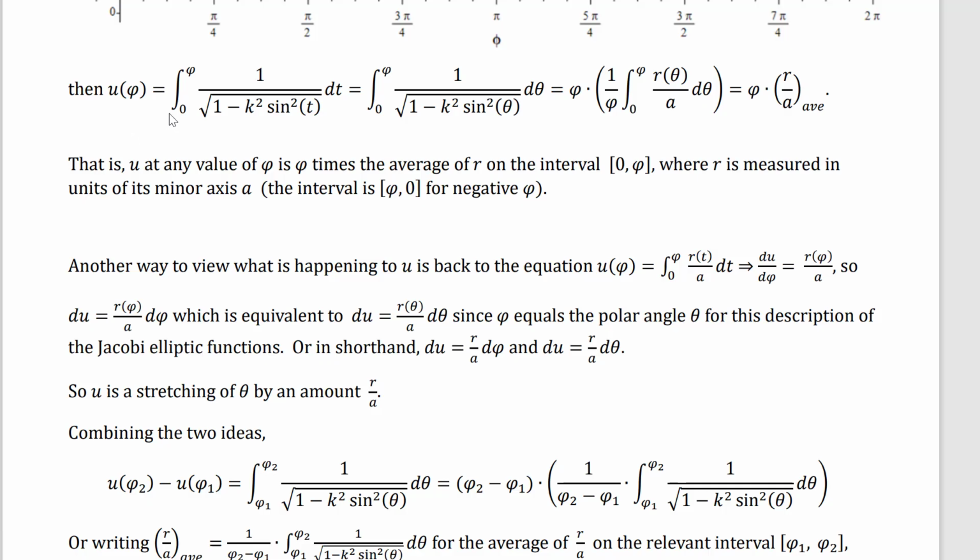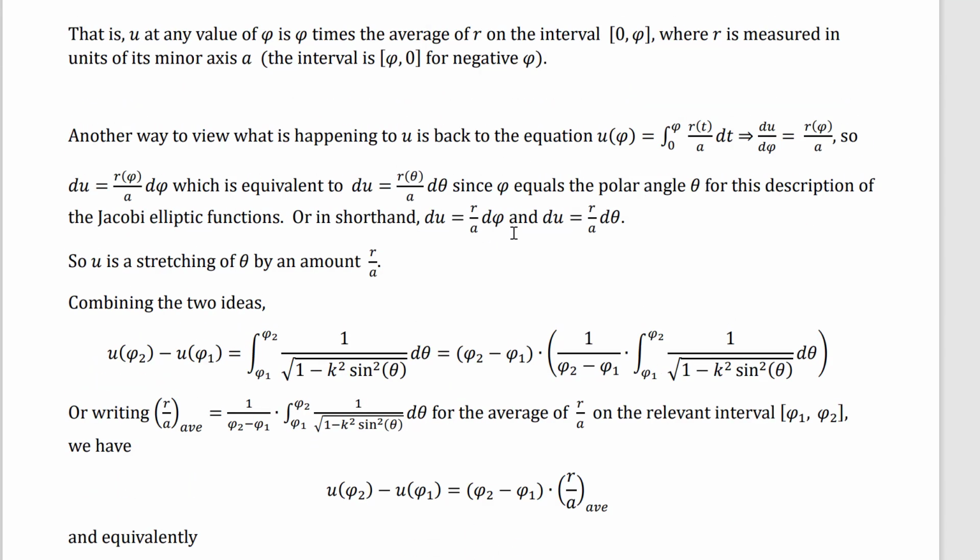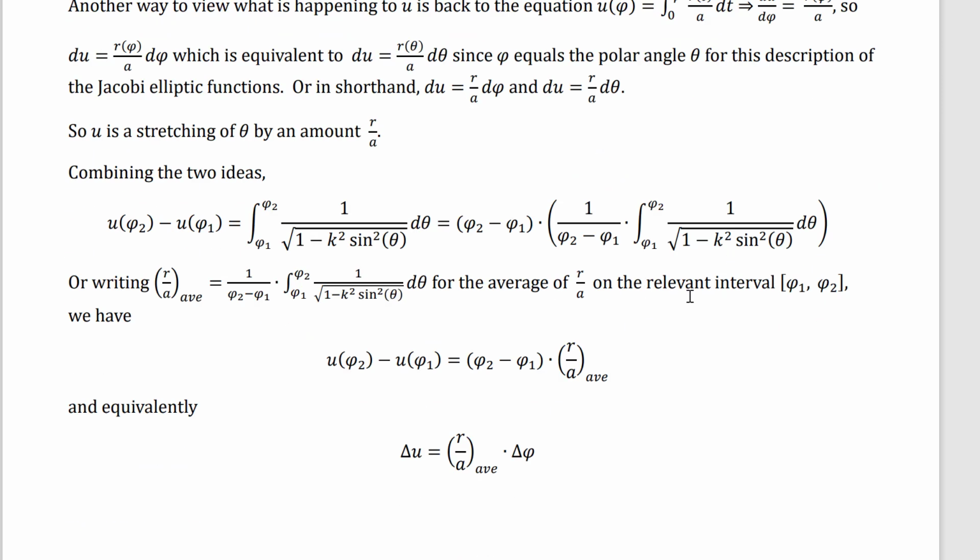Again, if u is this integral, which is the same as the total phi times the average of r divided by a for that phi, then du will be r over a d phi. And so infinitesimally, u is a stretching of phi or theta by an amount r over a. And then for larger intervals, the same thing happens.